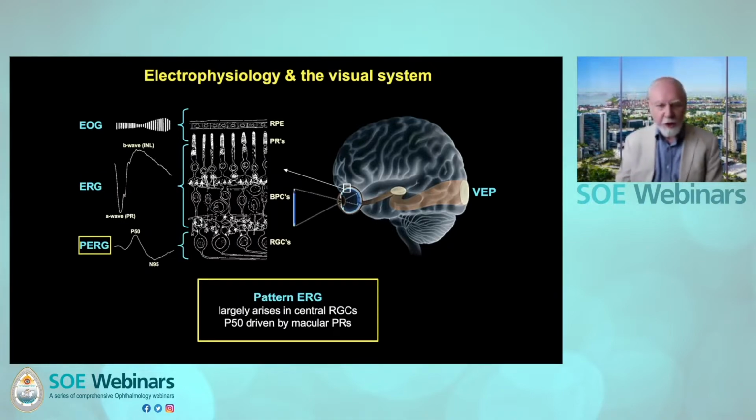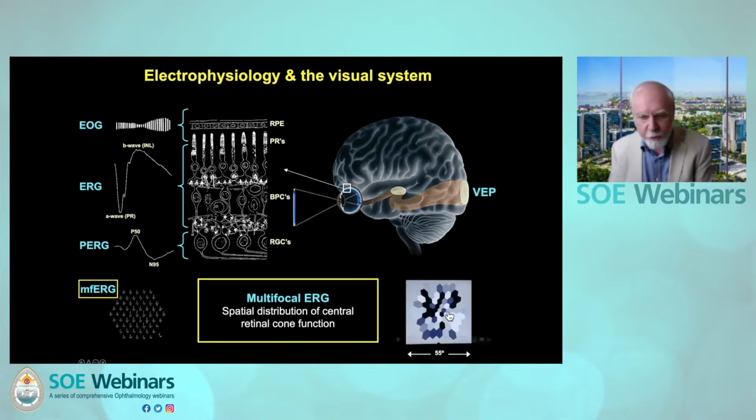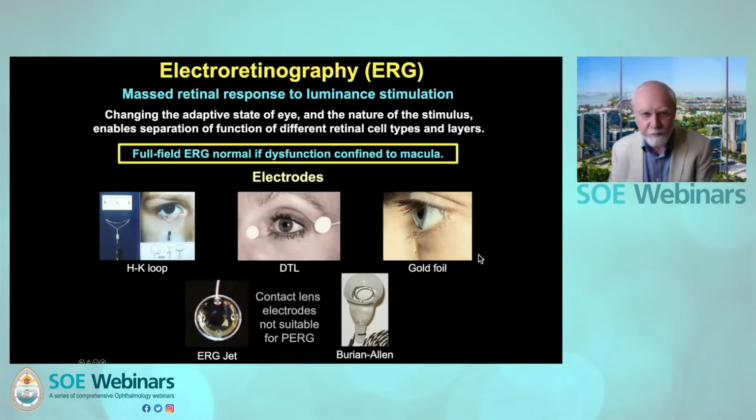To test the macula, we can use either a contrast response, a reversing checkerboard, the pattern ERG, which although arising largely in the ganglion cells is driven by the macular photoreceptors, or we can use a luminance response, the multifocal ERG, which enables a spatial distribution of central retinal cone function to be assessed. As a contrast response and a luminance response, the pattern and multifocal ERG provide complementary information.